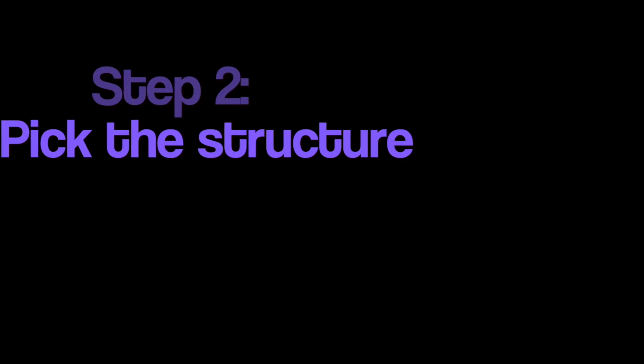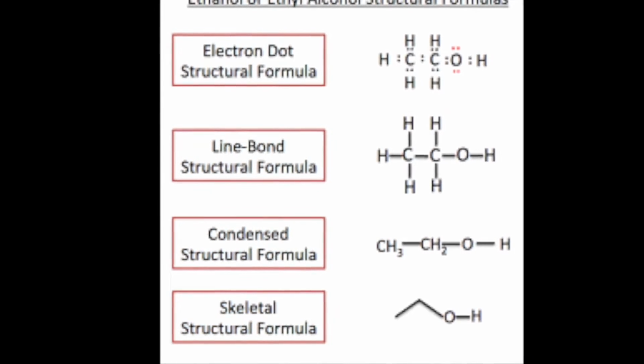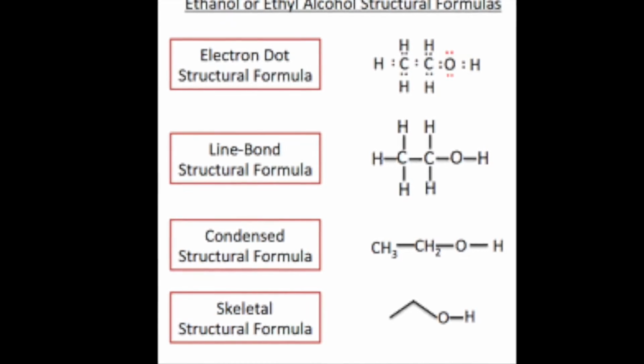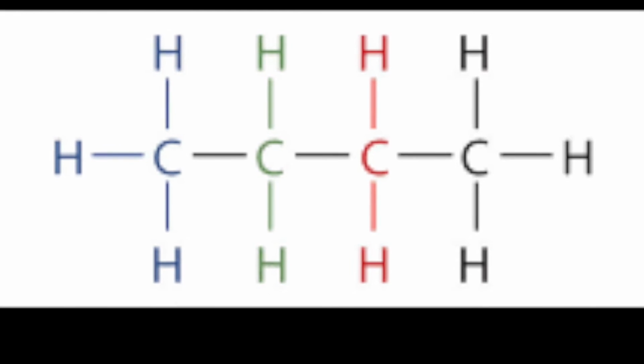The second step is picking the structure once you know you have your molecular formula. Here we have electron dot, line bond, condensed, and skeletal. But today I will show you how to do a line bond, and this is what a line bond looks like. We have all of our carbons in the middle and hydrogens around.